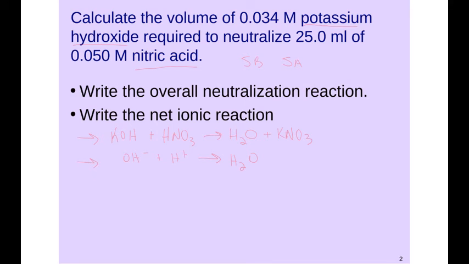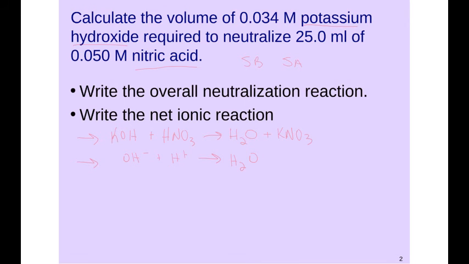The next step is to decide how we're going to solve this problem. And you will notice that we have 1 mole of hydroxide for every 1 mole of H+. And anytime you have a strong acid, strong base neutralization, and it's a 1-to-1 ratio of acid to base, we don't need to do the full stoichiometry problem. We can just use our M1V1 equals M2V2 equation.